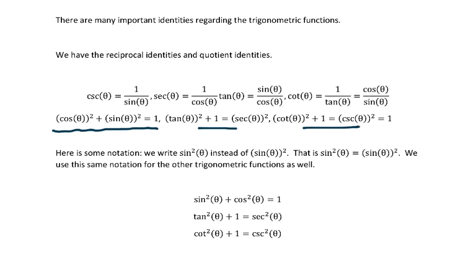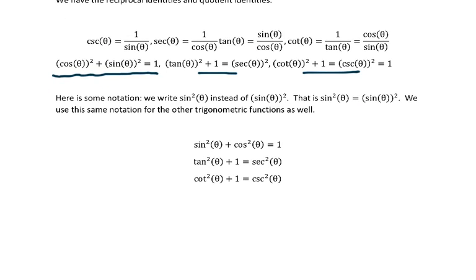Before I show that, here's some fancy notation. Instead of writing this here, people like to write this instead for convenience. So these identities are written this way. So that's what we get here.